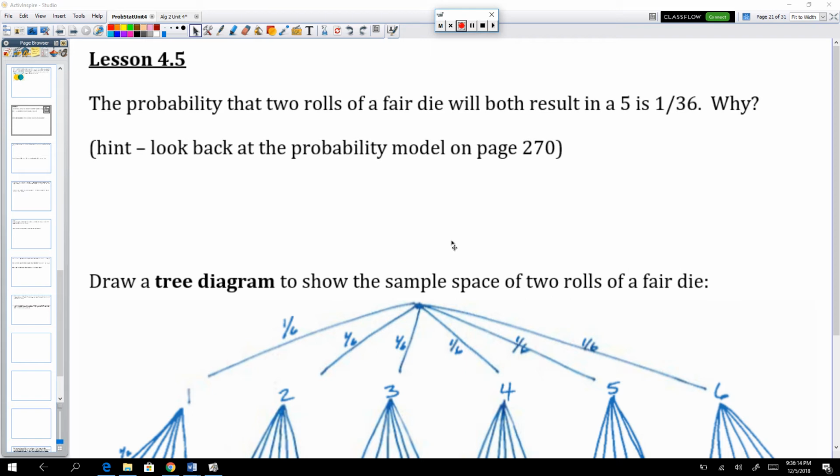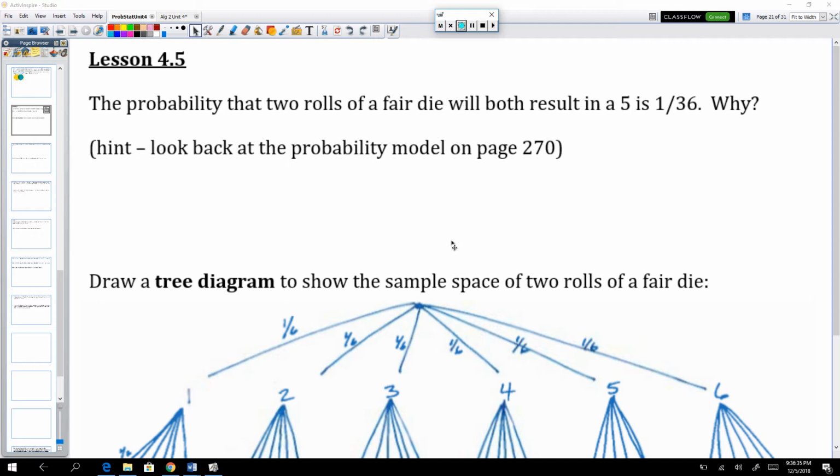Hi Rockridge, this is Mrs. Berger, and today this little video lesson will run through the book's chapter 4.5, and this is what we're calling Unit 4, Day 2, Part B. We're going to talk about some tree diagrams. I know you've seen these before in past classes in math.